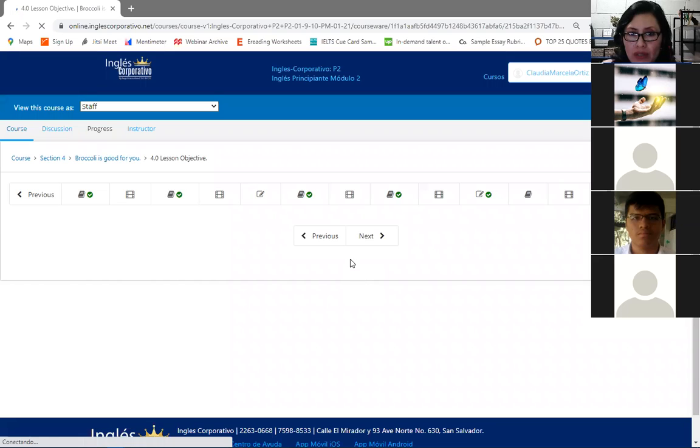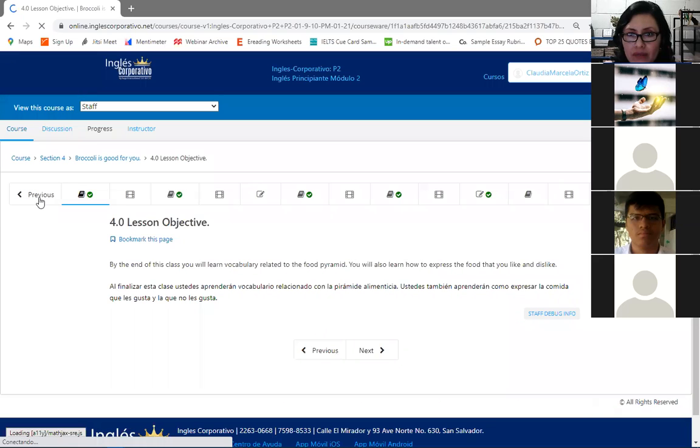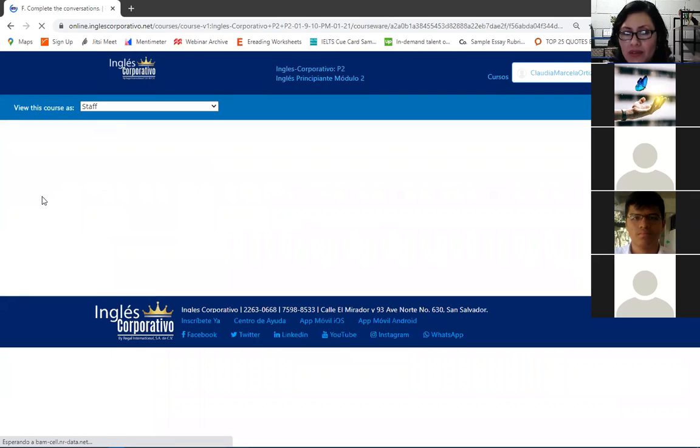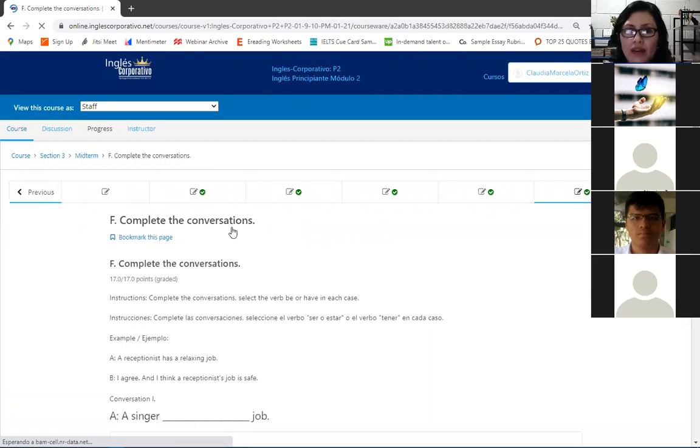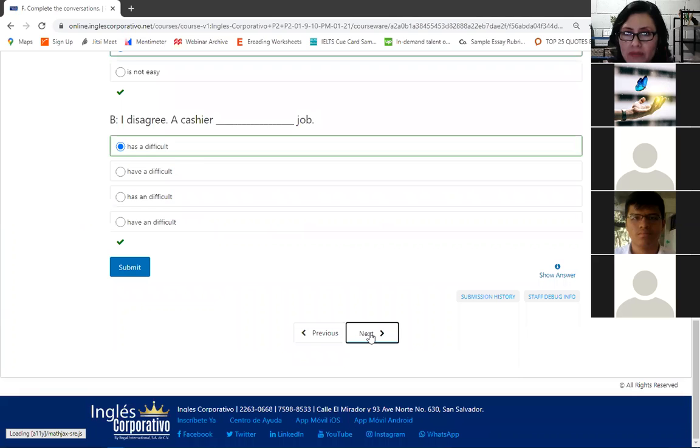So it's loading. Let's see. ¿A qué le di click? One second, guys. It's still loading. Okay. Ahí está, ¿verdad? Entonces esa era la section F, ¿verdad? Creo que esa es la última, ¿verdad, chicos?